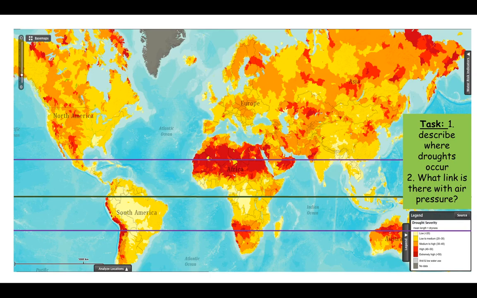This is repeated the further north we go, around Europe and North America. We have another band of low pressure, and at the North and the South Pole we have another band of high pressure as well. So what links are there to air pressure? Well, drought is far more common in areas of high air pressure. If you need to make any corrections or changes to your work, please do so now.